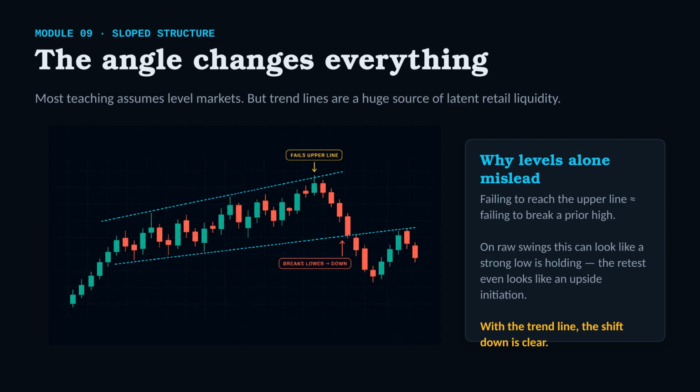One more concept before we hit the examples. Every notion of market structure taught in most channels assumes a leveled market. Flat highs, flat lows, horizontal references. But the angle of market structure alters your perception of trends, ranges, and the shifts between them. And that angle can only be perceived through trend lines rather than through swing highs and lows in isolation.